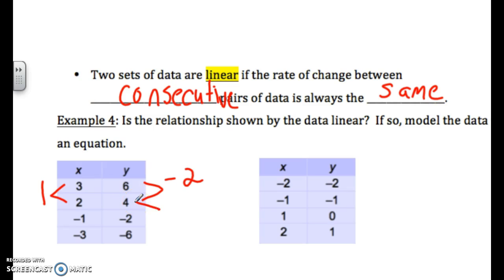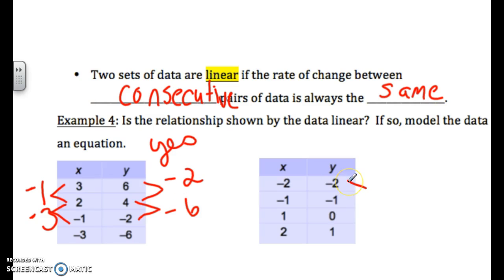This goes down 6 while this, oh, sorry, this goes down 3. Excuse me, it's down. So negative 2 over negative 1, that rate of change is positive 2. Negative 6 over negative 3, that rate of change is positive 2. So this is linear because these two consecutive pairs of data have the same slope, the rate of change.